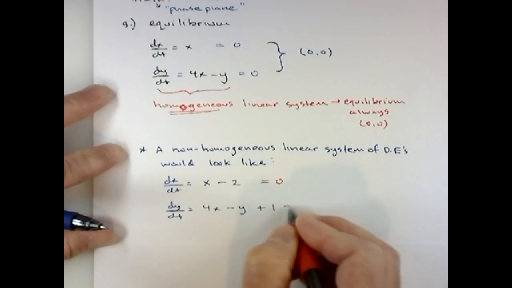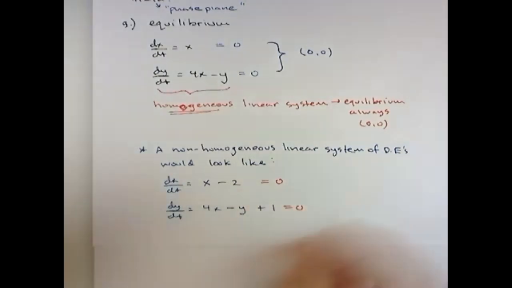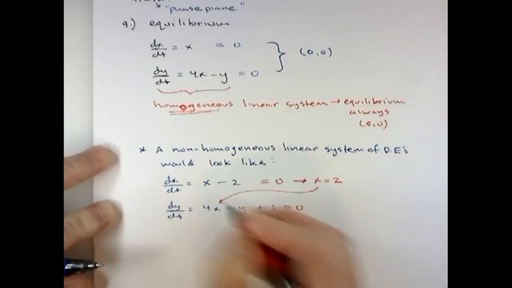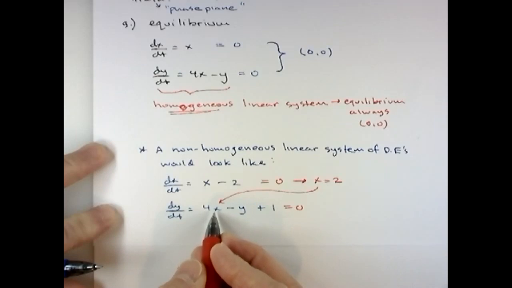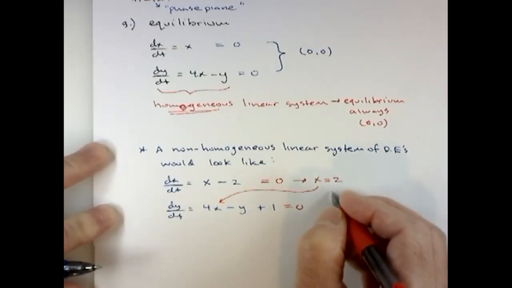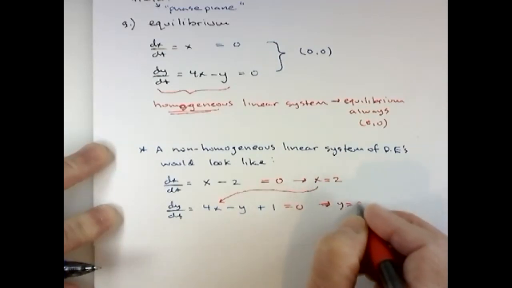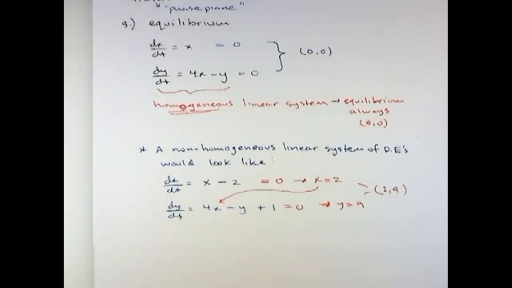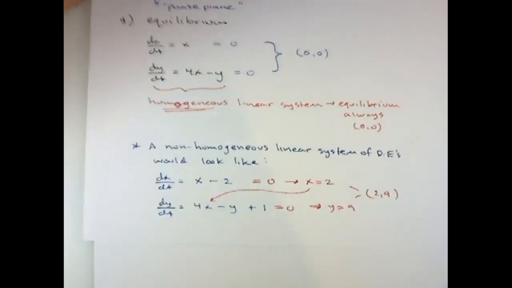And you can see how that affects it. If I set both of these equal to 0, this gives me x equals 2. And if I plug that in here, do the math, that's 8. Move that over, that's -8. Subtract the 1, -9. So y would be 9. So I get an equilibrium that's not 0, 0. All right. But the equilibrium of ours is 0, 0.